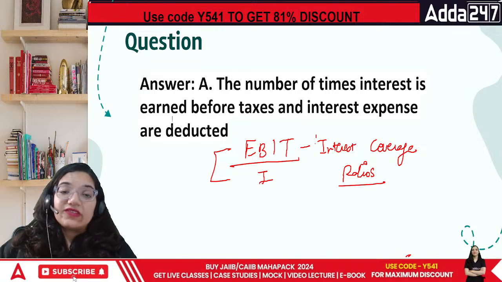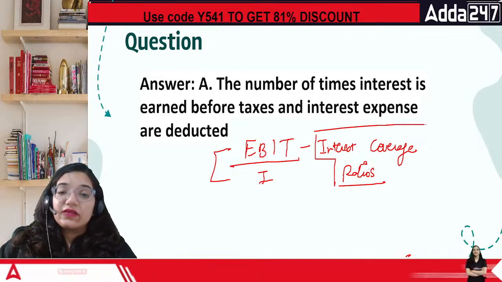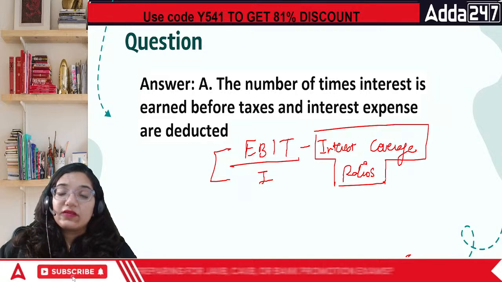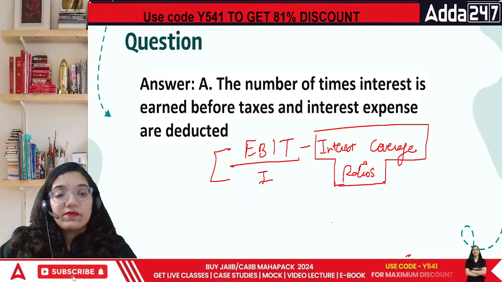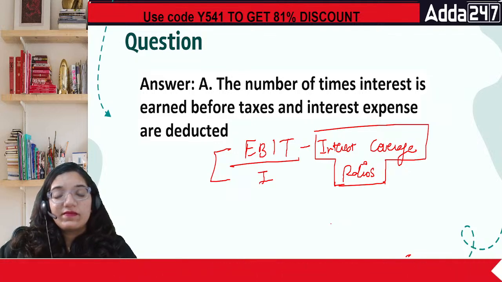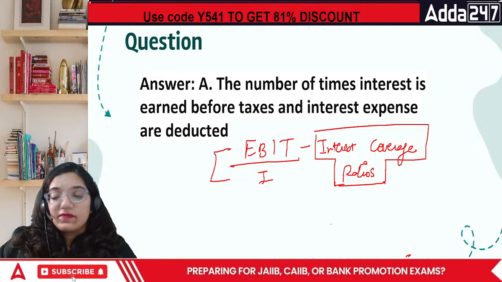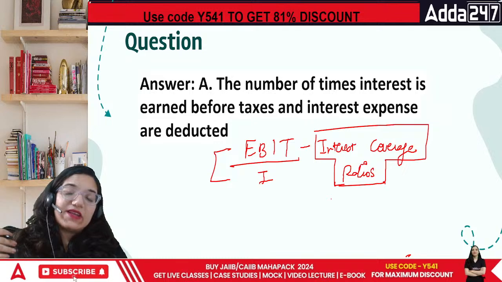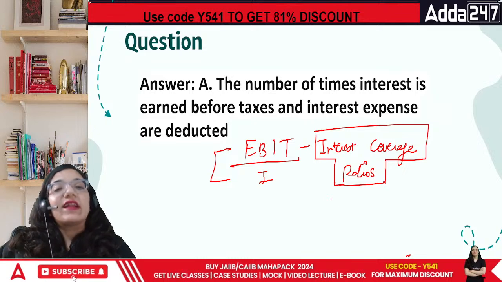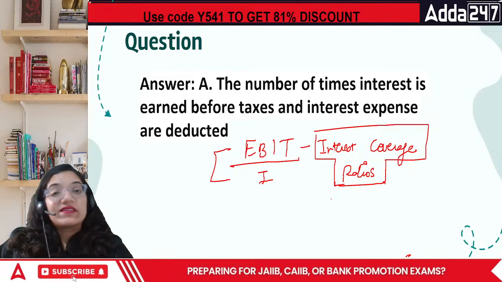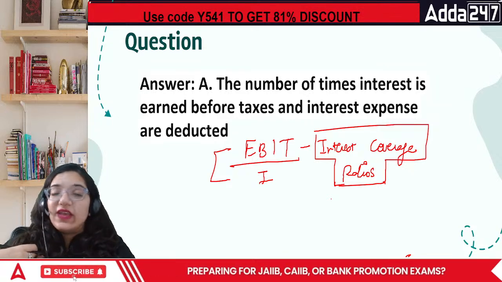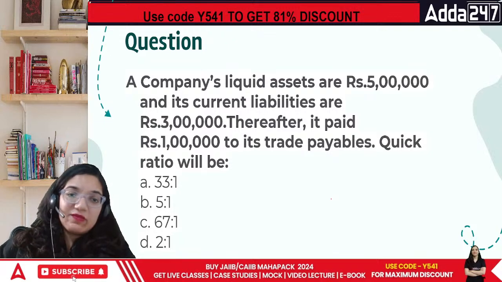In this case, what are we studying? This is EBIT upon I. How many times we are able to cover our interest based upon the profit that we are earning. Higher the ratio, better it is. That means I have the capacity to pay off any kind of loans, any kind of payments can be made.